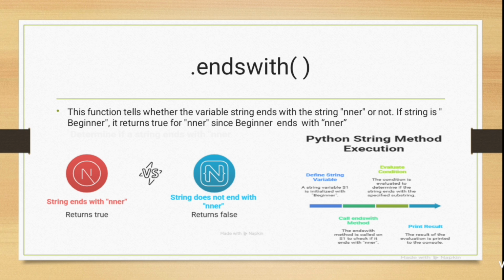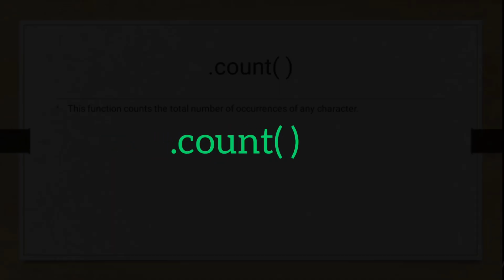Now this function tells whether the variable string ends with the string "nner" or not. If the string is beginner, it returns true for "nner", since beginner ends with "nner". I hope you guys understand it. The next one is count.